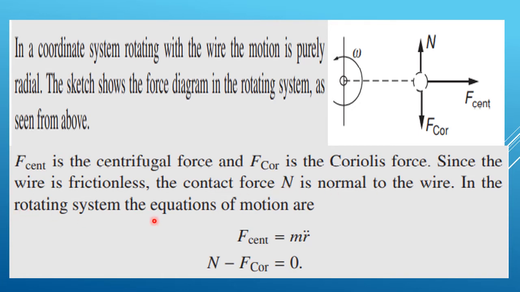Now in the rotating system, the equations of motion are the radial equation and the tangential equation of force. So F centrifugal is equal to m r double dot, where r double dot is the acceleration of the bead. It is moving along this direction due to this force. That is one equation, and the next equation involves N and F Coriolis. Since there is no perpendicular movement for the bead relative to the wire, they are equal. Therefore, N minus F Coriolis is equal to 0.